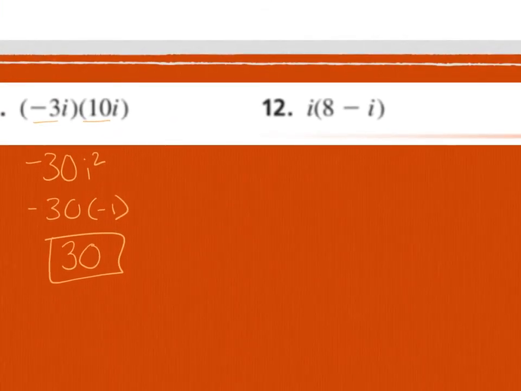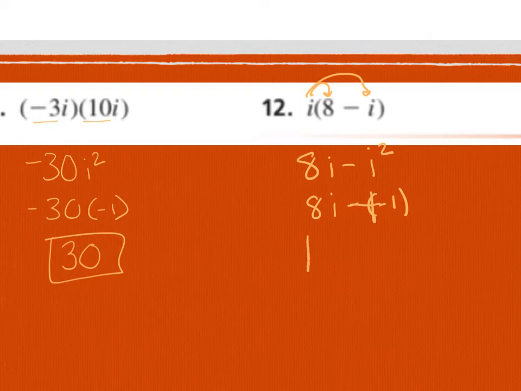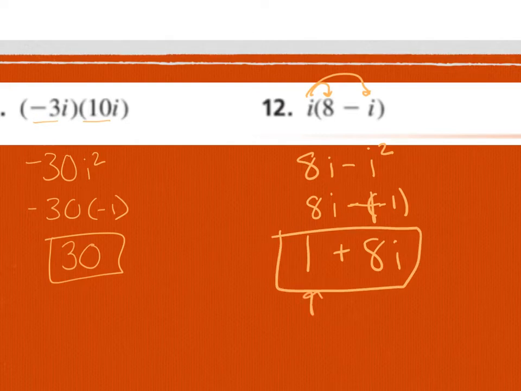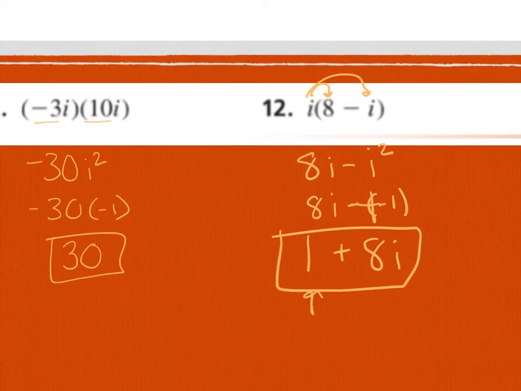For number 12, we need to distribute our i, so this becomes 8i minus i squared. i squared, we need to change to -1, so 8i minus -1. This becomes a big plus 1, so 1 becomes positive. So this is 1 plus 8i. So again, we need our real number first to make sure that it is in standard form.